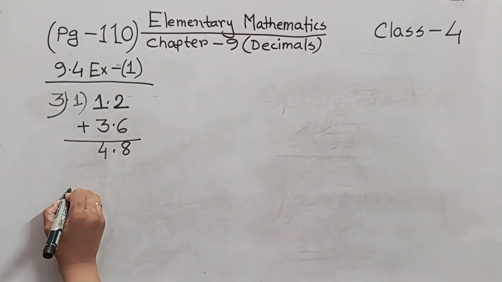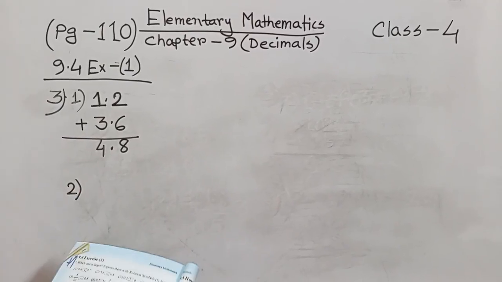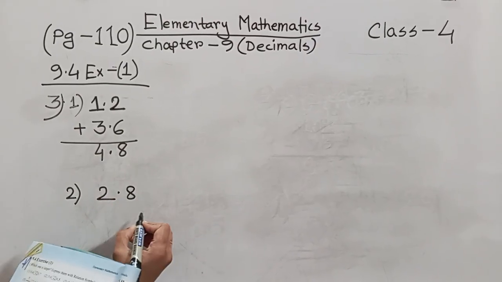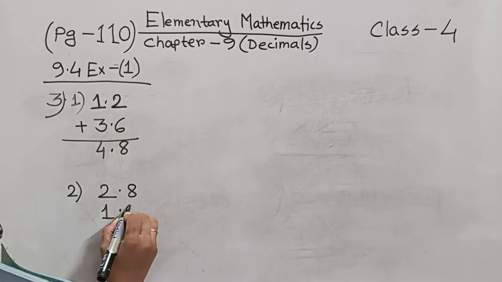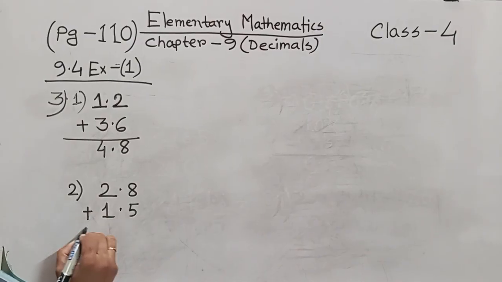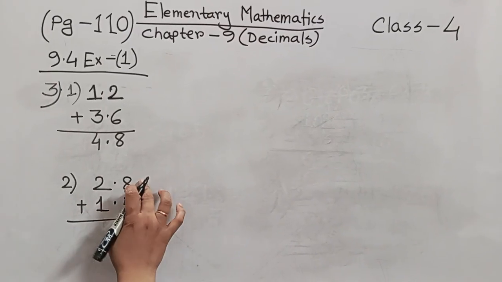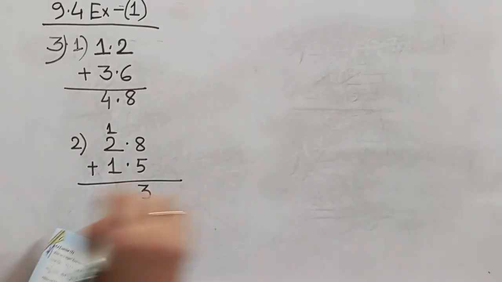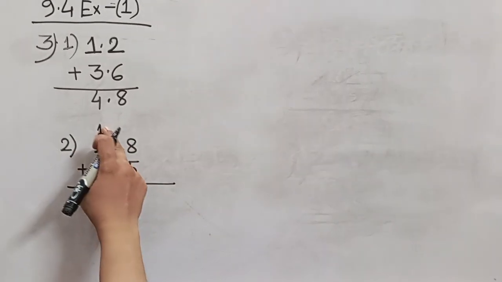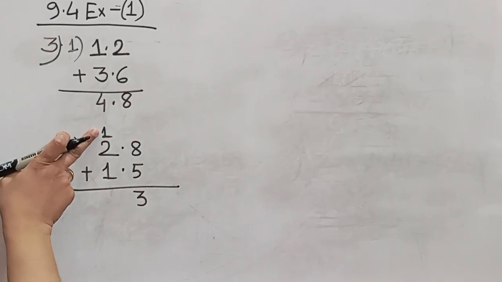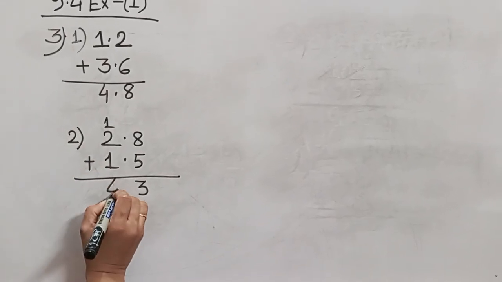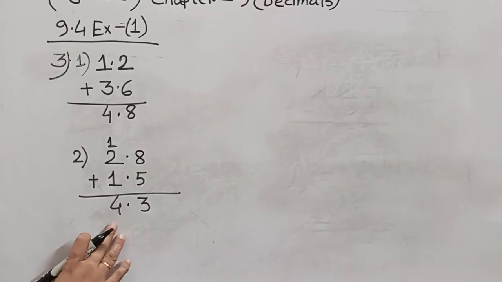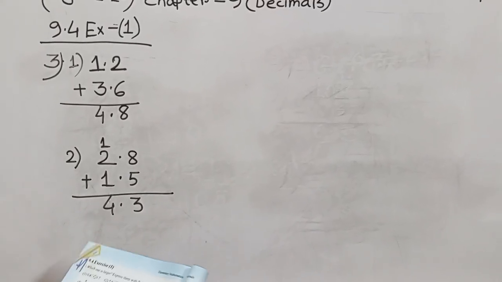Then the next question, 2.8, 1.5 plus. 8 plus 5, 13, 3 and carry 1. 2 plus 1, 3, 3 plus 1, 4. Here the decimal point. So after the addition the answer is 4.3.